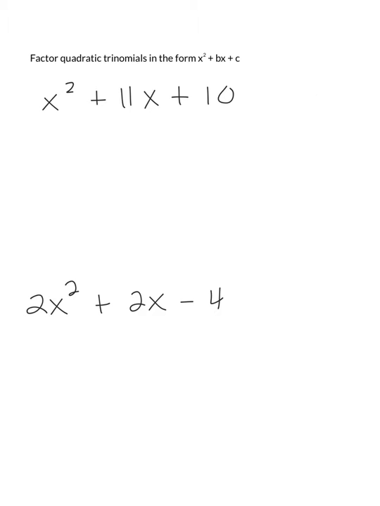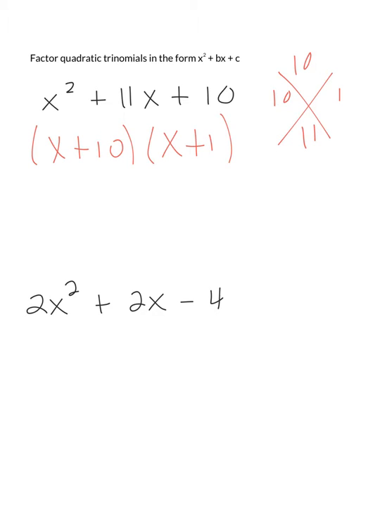And this is just your basic x problem. So what multiplies to get you to 10 that would add to get you to 11? And that would be 10 and 1. 10 times 1 is 10, 10 plus 1 is 11. So it's simply x plus 10, x plus 1. And remember, you can always check it through FOIL or double distribution. X squared, 10, 10x plus 1x is 11x.